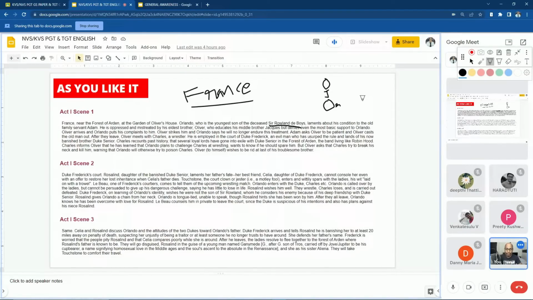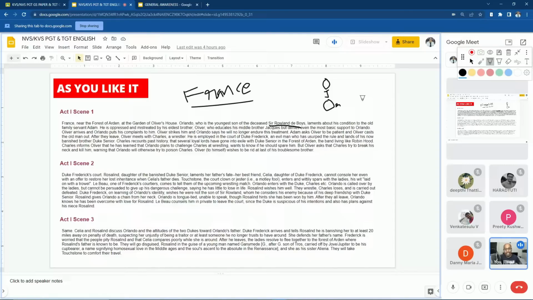When Duke Frederick saw this, he asked who Orlando was. When Orlando said he is the son of Sir Rowland de Boys, Duke Frederick got angry because Duke Frederick is an enemy of Sir Rowland de Boys, who is a close associate of Duke Senior. Duke Senior was banished from the kingdom because of Duke Frederick.